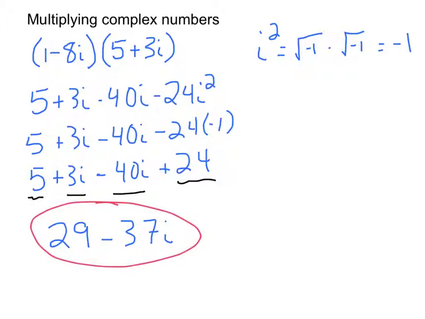The big thing is that we have to understand that this I squared here is equivalent to negative 1. Once you do that, then you can combine like terms and simplify it.